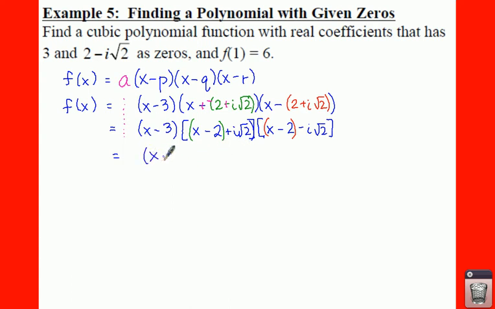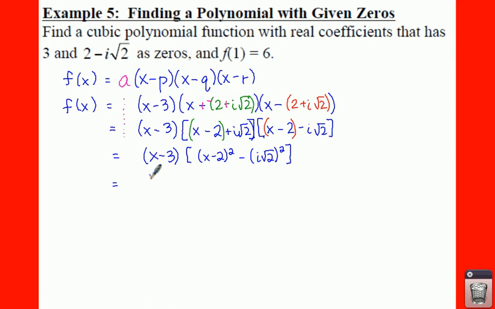So this x minus 3 is still hanging out in the front, and you're going to end up with x minus 2 squared minus i radical 2 squared. Alright, well, I'd like to say we're almost halfway through, but we're only about a third of the way.